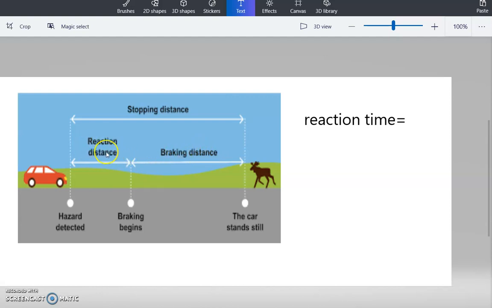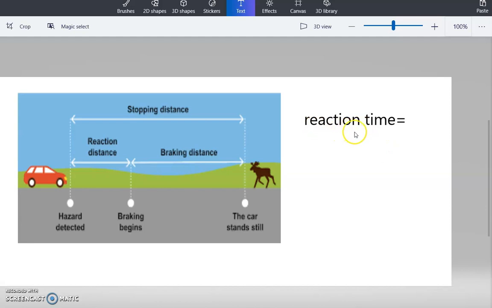What do I mean by the reaction distance? The reaction distance is the distance traveled during the reaction time. The reaction time is the time taken for the driver from the moment that he sees the obstruction to the moment that he applies the brake. He presses the brake. So that time is called the reaction time. Usually, the reaction time is something between 0.2 to 0.9 seconds.